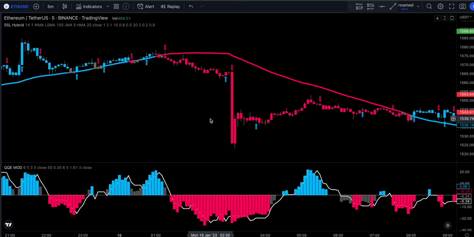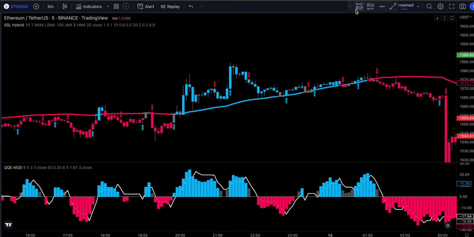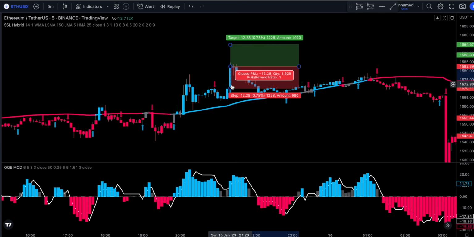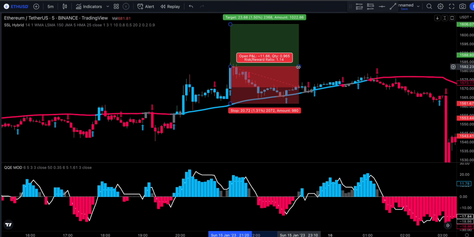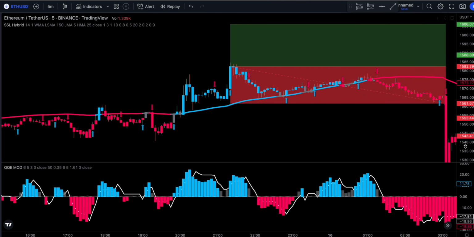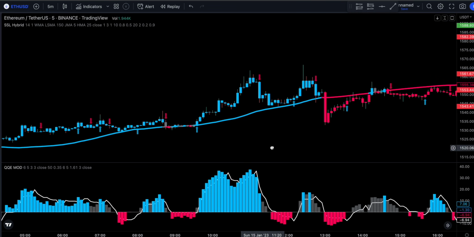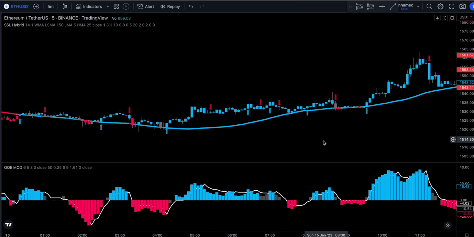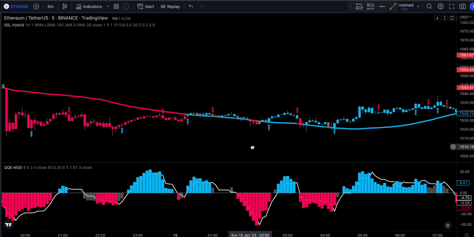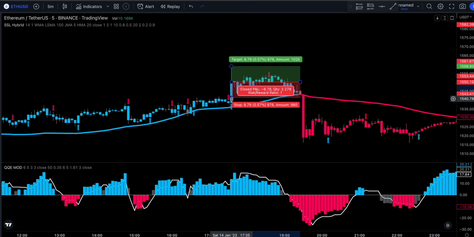If we take a look at some of these entries, we can see that not all of them have high accuracy. Just take a look at these fake signals. The price would have immediately reversed and triggered the stop loss. So what's the problem, you might ask? Well, the problem is that our strategy lacks one fundamental piece, the volatility filter.